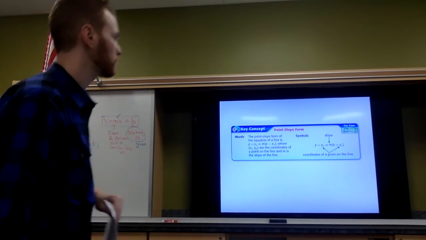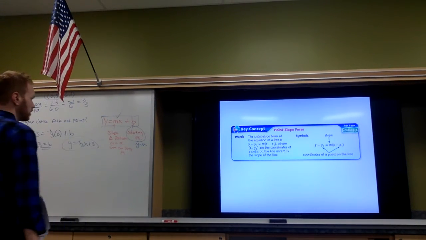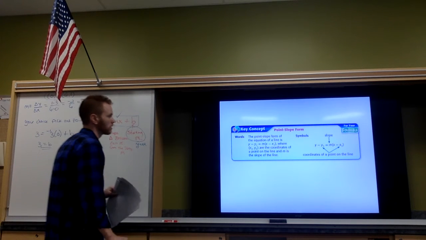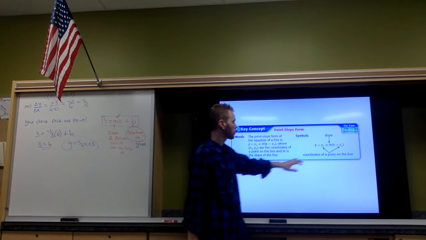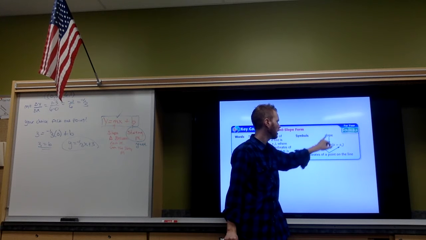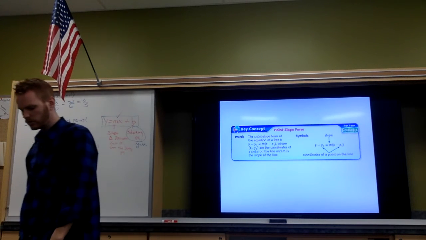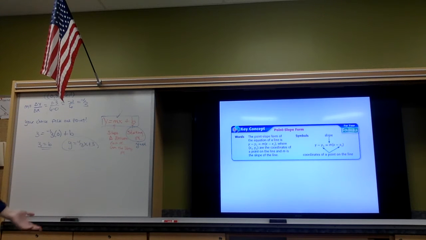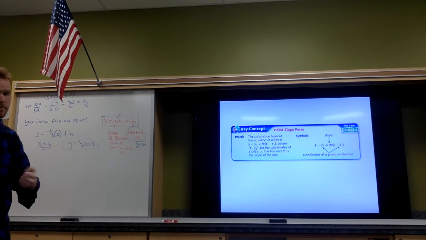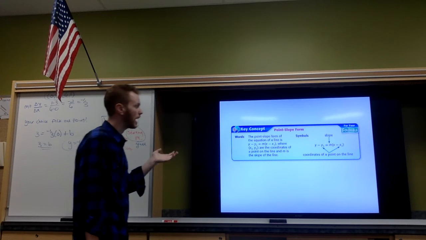Okay, next one, point slope form. Okay, so another equation that I want you to write down here. These are the coordinates of the points that you're looking at. Here's the slope. And when do you use this one or when do you use this guy? Honestly, it becomes a preference. It's what information you have.